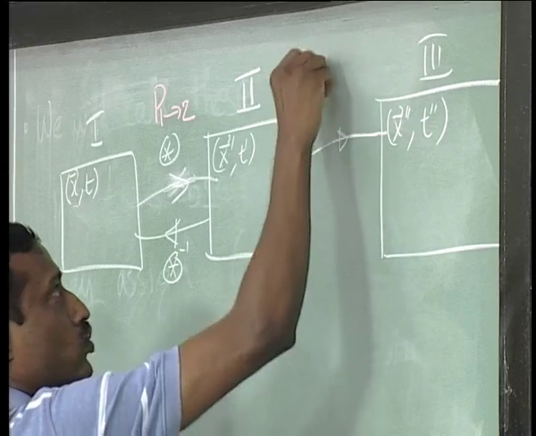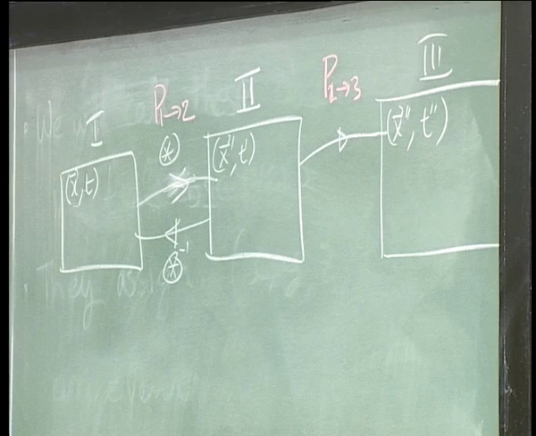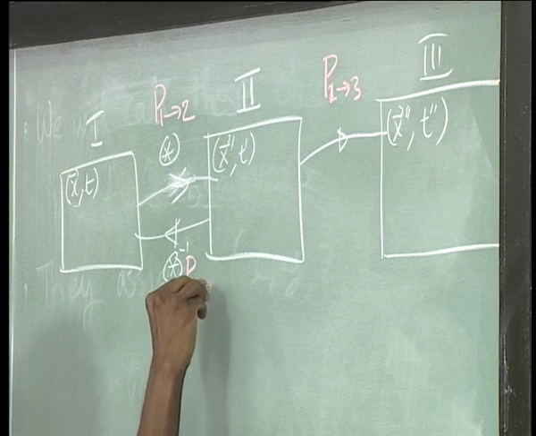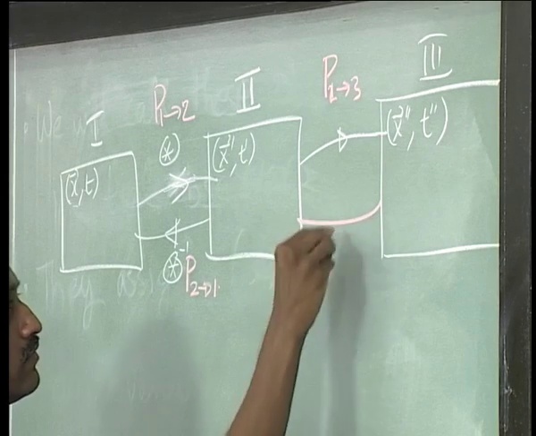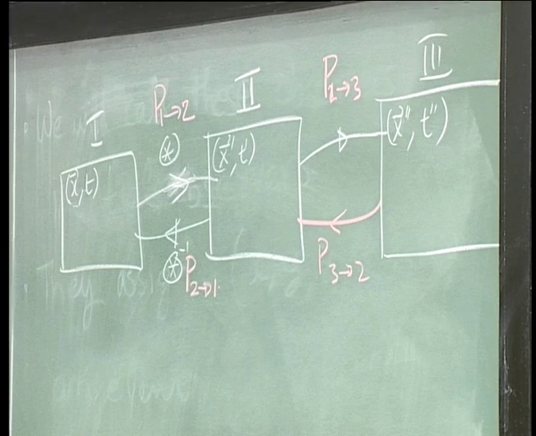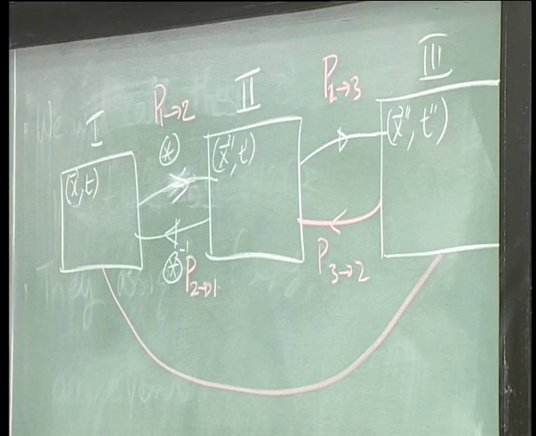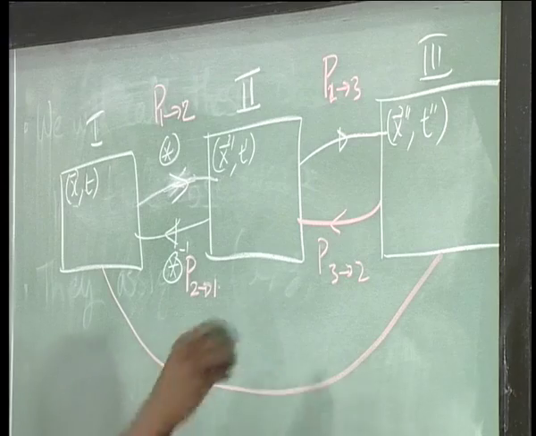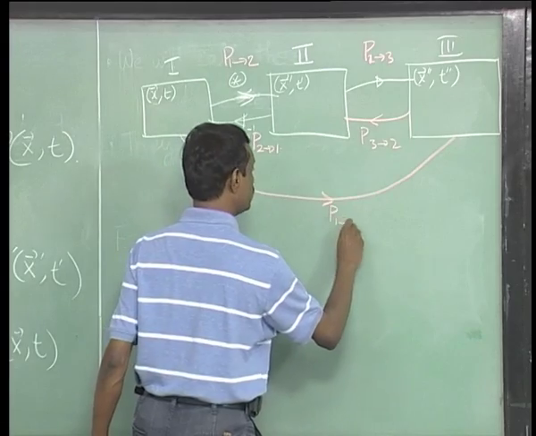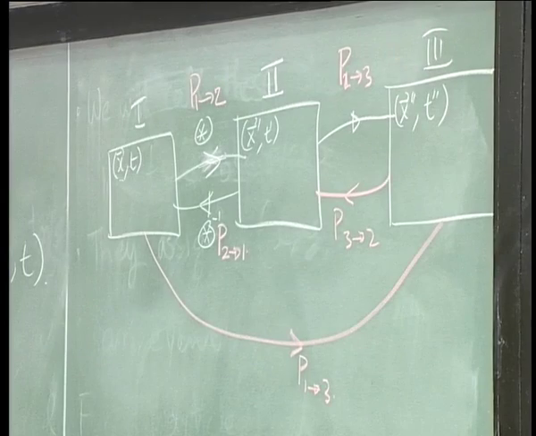Similarly, here there should be P 2 goes to 3, and this will be P 2 goes to 1. Similarly, we will have P 3 goes to 2. But now comes the neat thing: 1 and 3 are also inertial observers, they should also agree with each other. So, there will be another similar transformation with just the parameters changing, and we will call this P 1 goes to 3. There will be an inverse.